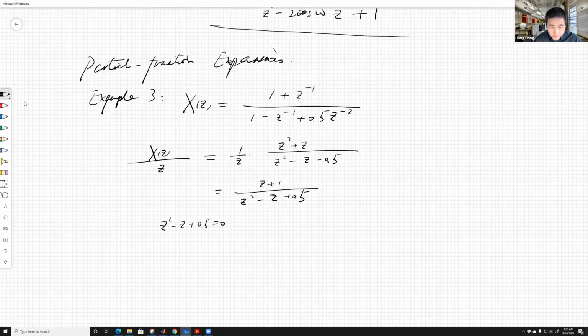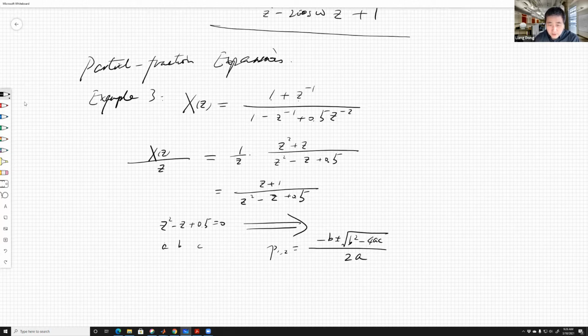Equal to 0. So what can we do about that? Well, it's a quadratic equation. If this is a, b, c, we know the root is p1,2, which is negative b, plus or minus the square root of b squared minus 4ac, over 2a. This is how we calculate a quadratic equation. These are the coefficients: a is 1, b is negative 1, c is 0.5.